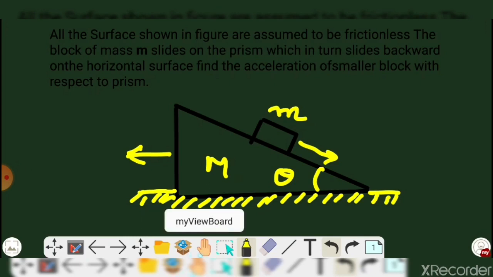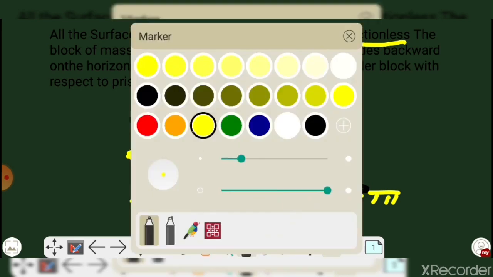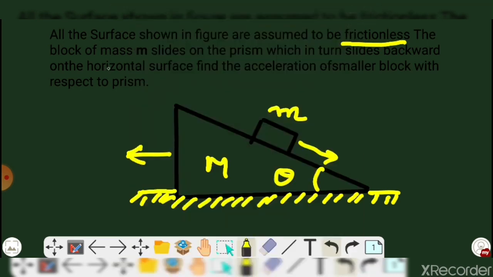So here you are seeing a diagram. Let us read the question. All the surfaces shown in the figure are assumed to be frictionless, and the block of mass m slides on the prism, which in turn slides backward on the horizontal surface. Find the acceleration of the smaller block with respect to the prism.